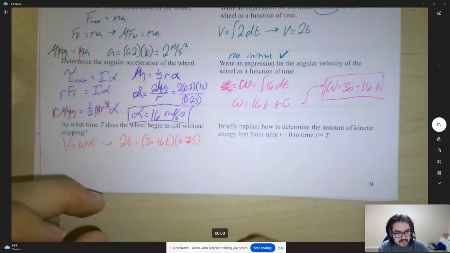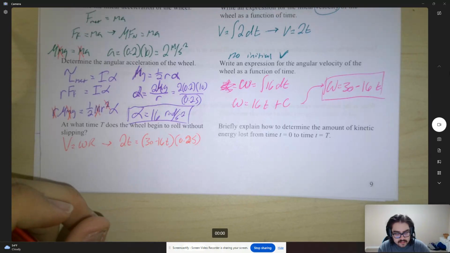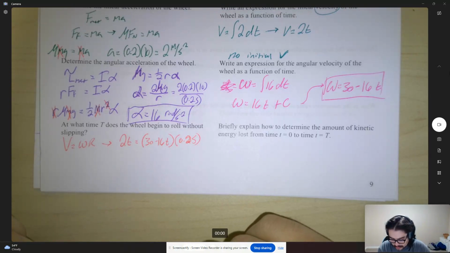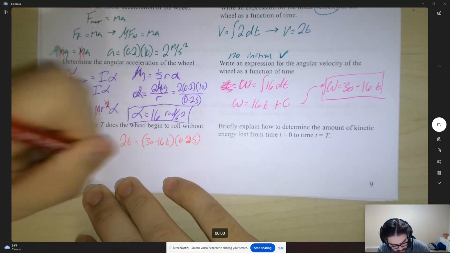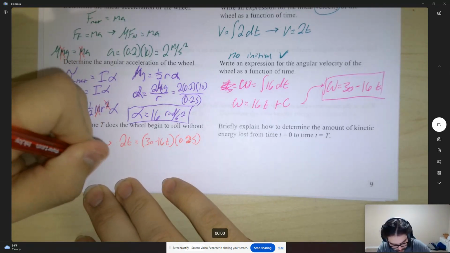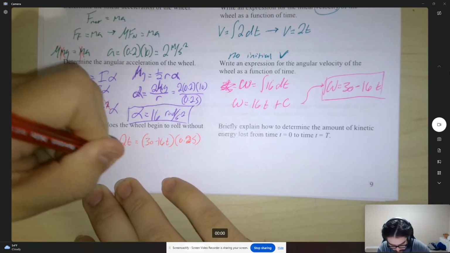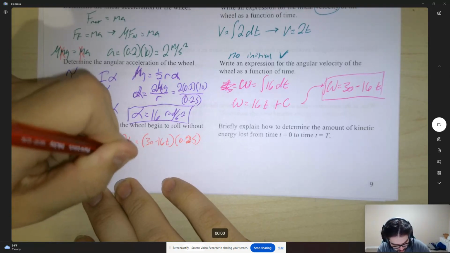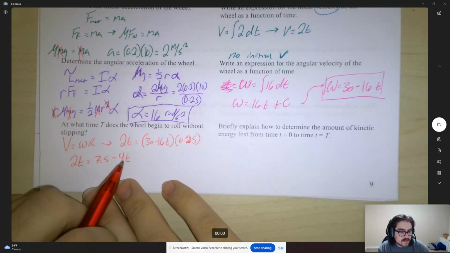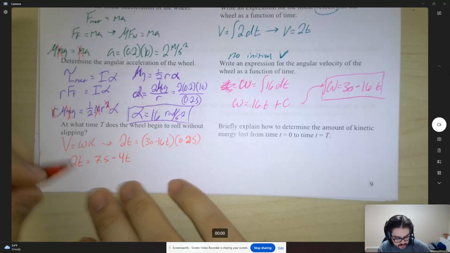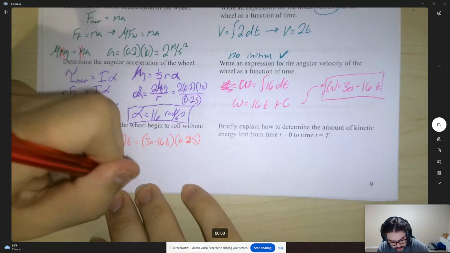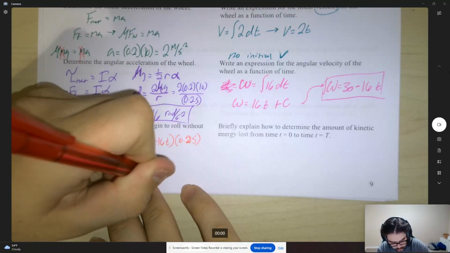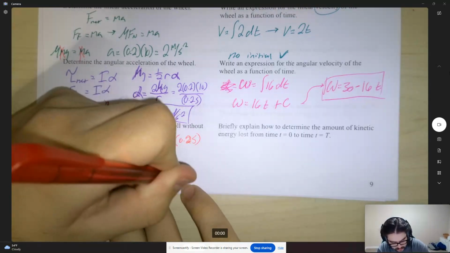So what I'm going to do is distribute my 0.25, and I get 2t equals 7.5 minus 4t. And then I should end up getting t by itself. So if I add that to both sides, I get 6t equals 7.5, and I should end up getting that t will have to be equal to 1.25 seconds.